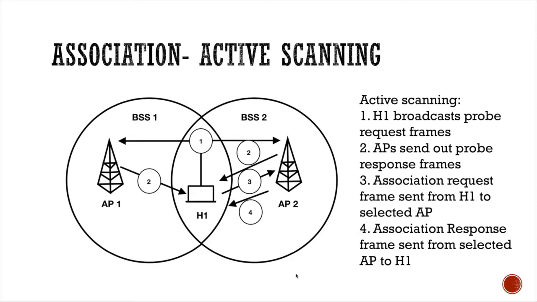Wireless devices can also perform active scanning, sending probe request frames to all APs within a certain range, and is responded by probe response frames sent from the APs. Afterwards, the steps are pretty similar to that of passive scanning, with the wireless device sending an association request frame to the selected AP, which is then responded by the association response frame sent from the AP.